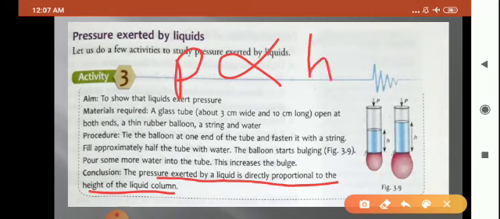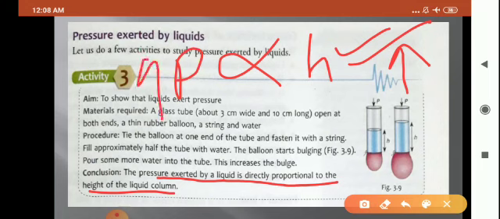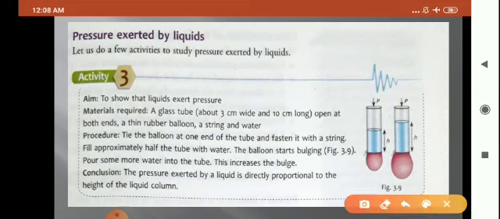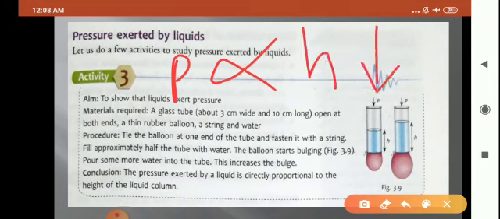So it means more will be the height of the liquid column. If the height of the liquid column is more, then the pressure exerted by the liquid will be more, since these two factors are directly proportional. Again, what is given here? That pressure exerted by a liquid is directly proportional to the height of the liquid column. Less is the height of the liquid column, less will be the pressure exerted by a liquid. More is the height of the liquid column, more will be the pressure exerted by that liquid column.